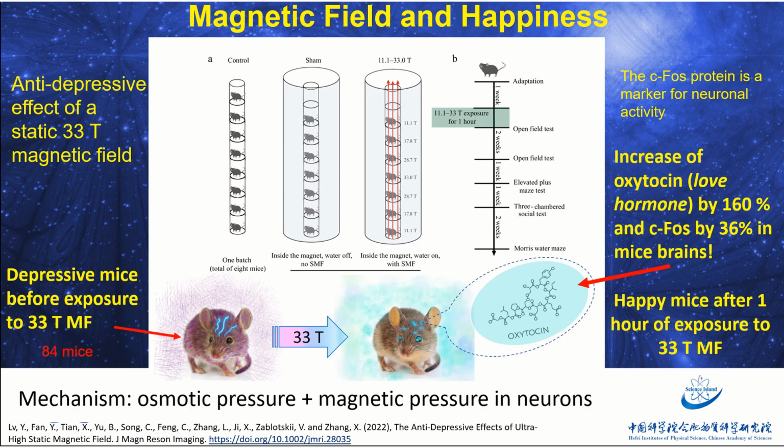In summary, ultra-high static magnetic fields positively enhance emotions and social novelty. This is likely associated with increased levels of CFOS and oxytocin in the mice's brains. These findings suggest that ultra-high static magnetic fields hold potential as future treatment modalities for depression.